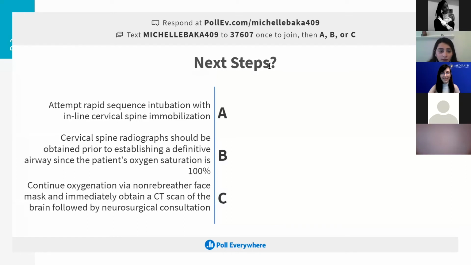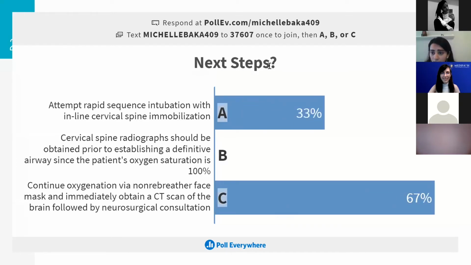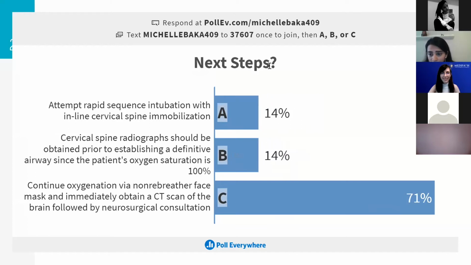So once again, this was a 55-year-old male. He hit his head. His GCS is 8. Blood pressure is stable. He's on a non-rebreather mask. He has some swelling on his face, swelling of his head. He has some deformities of his shoulder.